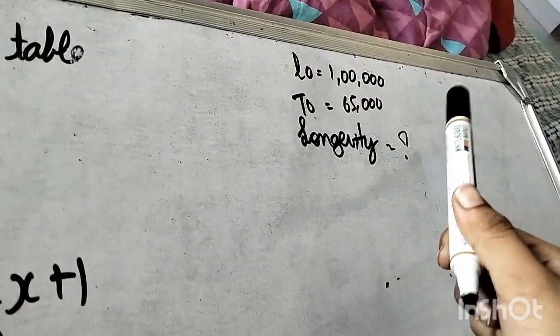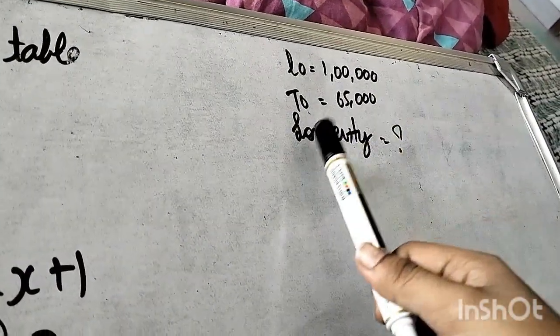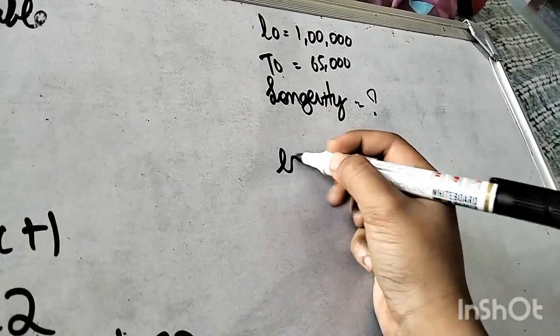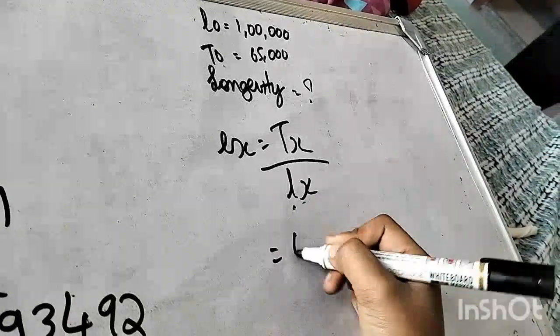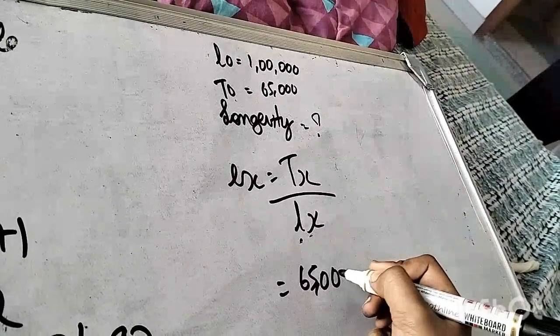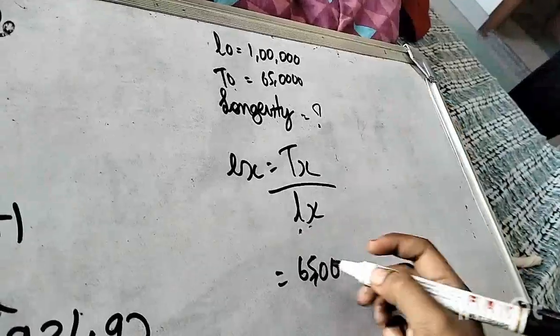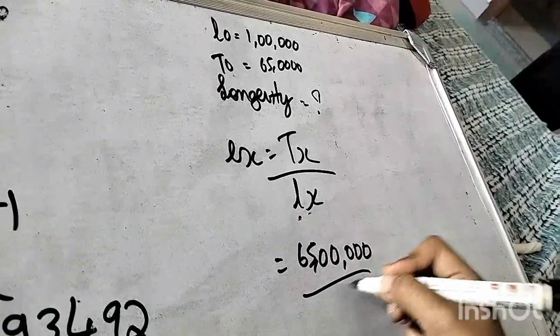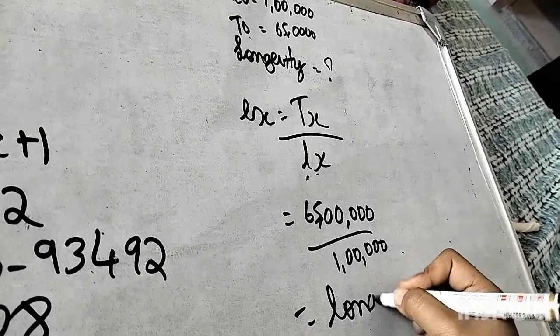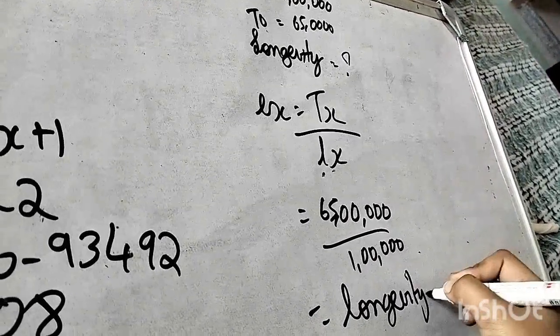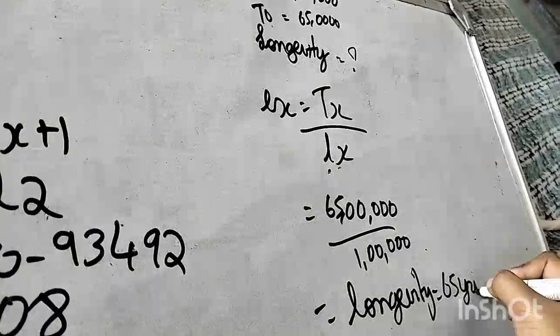So here L0 is 1 lakh, T0 is 65 lakhs. You need to find out longevity. So longevity Ex is equal to Tx divided by Lx. So Tx is nothing but 65 lakhs divided by 1 lakh. So that's nothing but longevity is equal to 65 years.